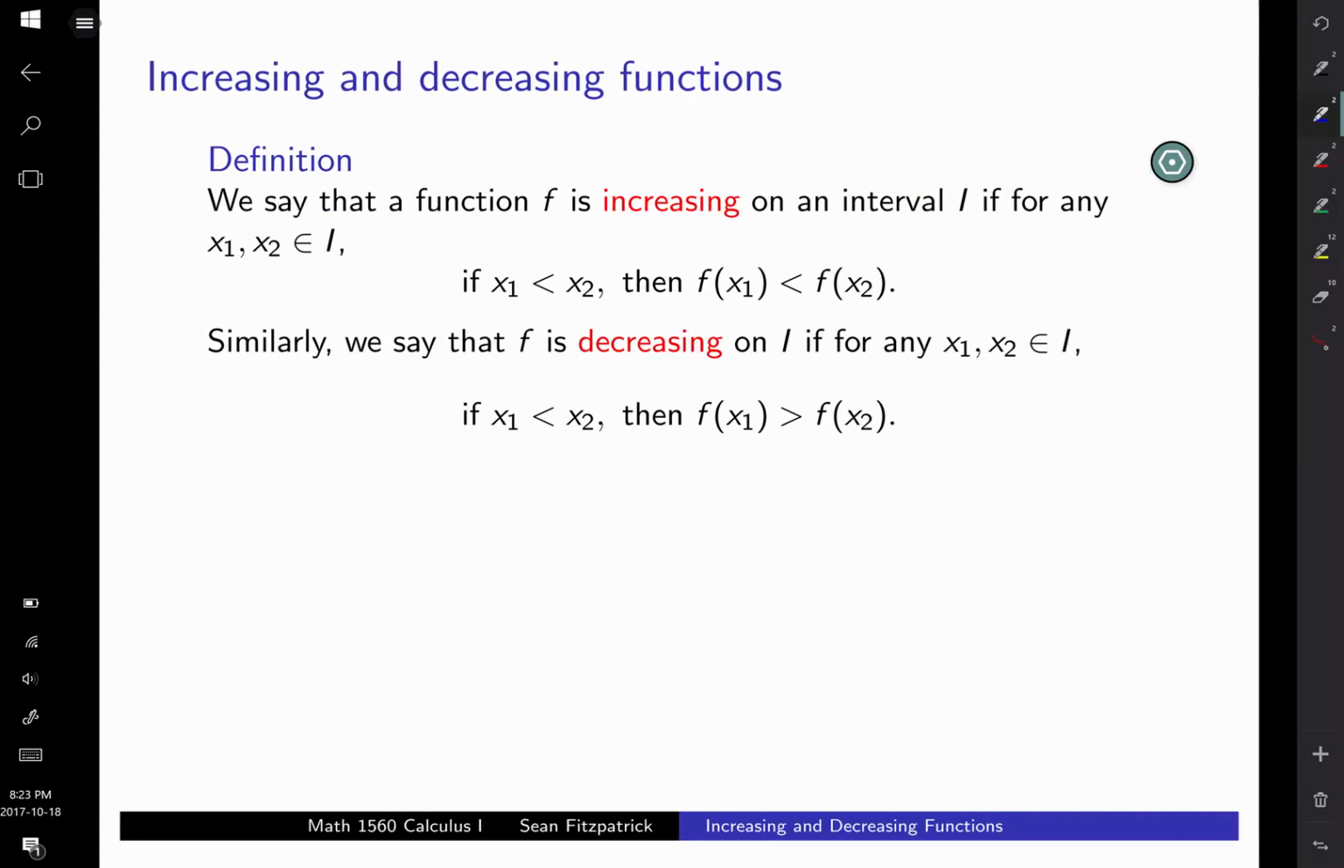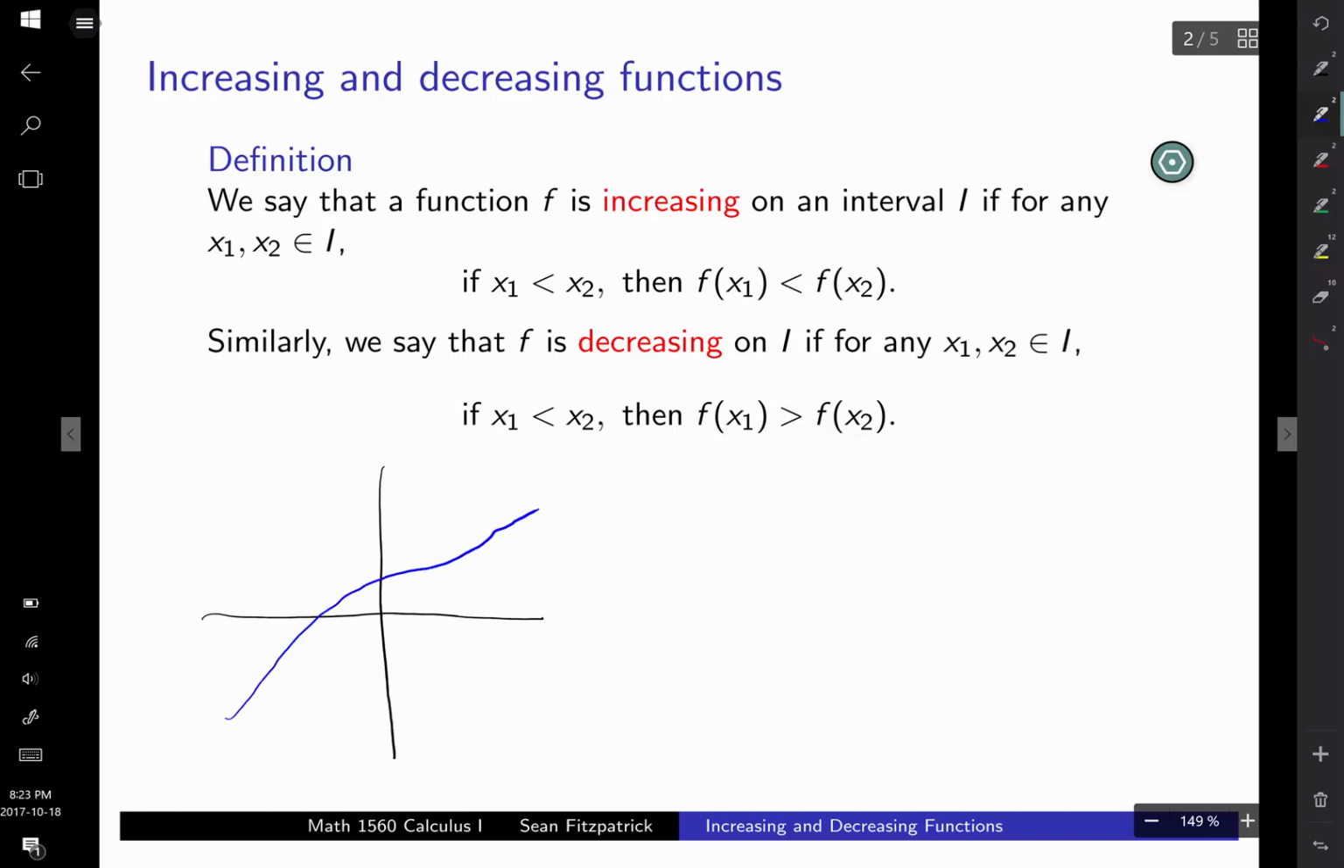So an increasing function is a function where if you choose any 2 points in an interval, say x1 and x2, whenever the x value gets bigger, the function value gets bigger, right? So if x1 is less than x2, then f of x1 is less than f of x2. So making x bigger makes f of x bigger. So as x goes up, y goes up, right? So graphically, you're looking at a graph that goes like this. It's always going up.